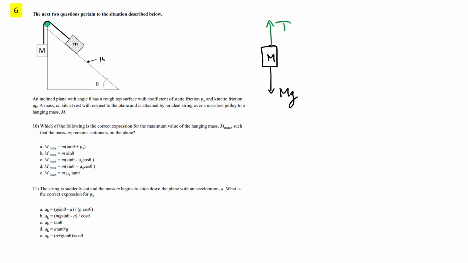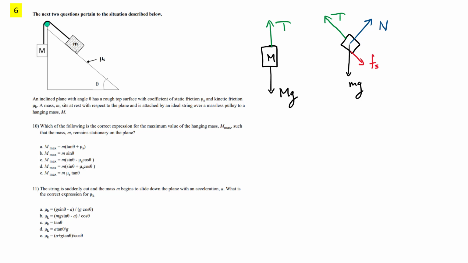Now the other block, little m, is on the slope. So its free body diagram looks something like this. It has a weight, little mg, acting down. There's a normal force perpendicular to the ramp. Again, it's connected by the same string, so it has that tension force. And now look at the way I've placed static friction.